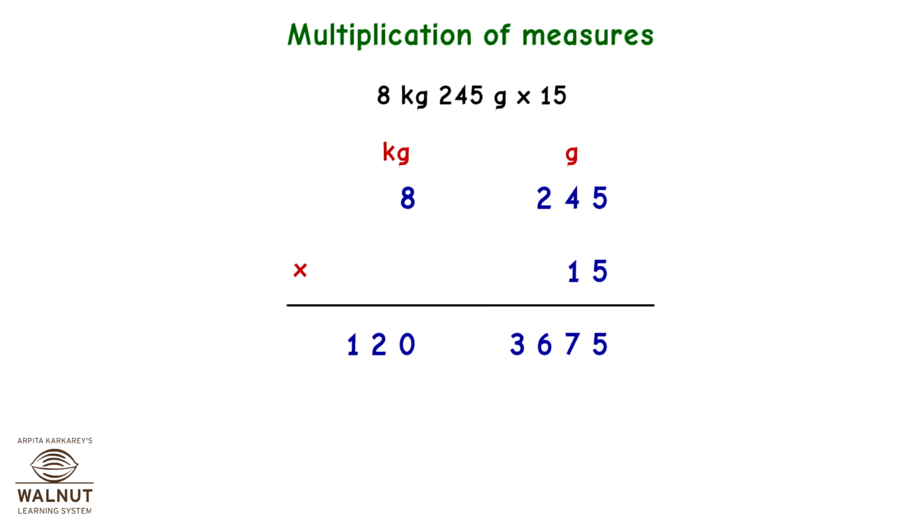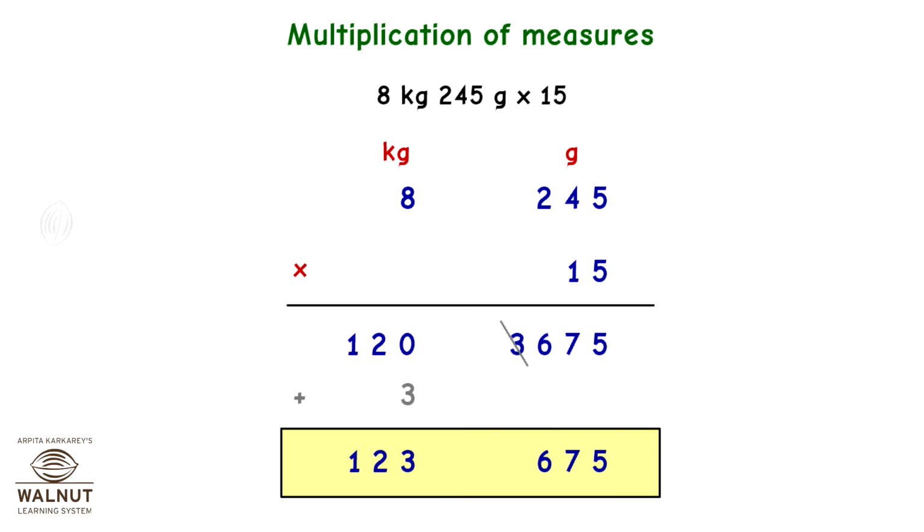We know that 1000 grams is equal to 1 kg. Here we have 3 kilograms which we can club with the kilograms and keep the remaining grams. We add up the kilograms and that is our answer. 123 kg and 675 grams. Let's take a look at another one.